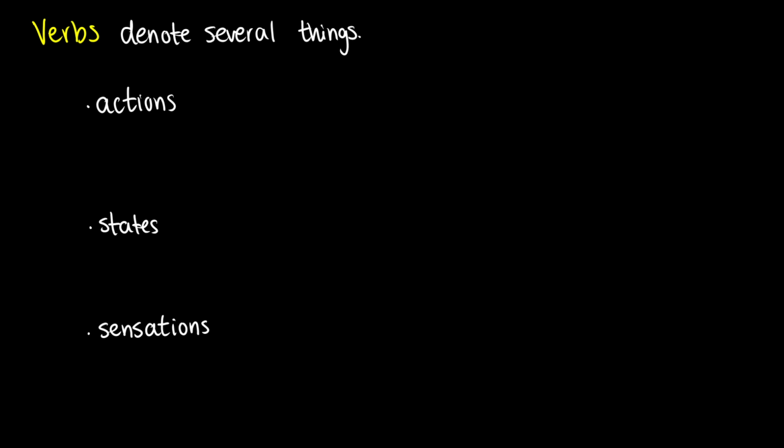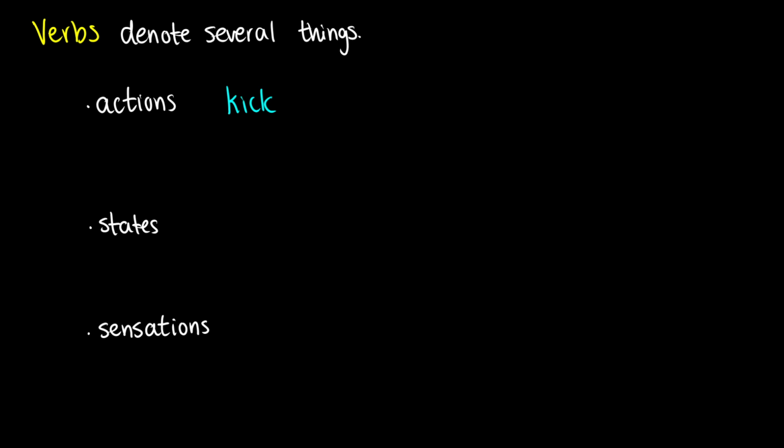Now, typically, you would be told that verbs are action words, and that is true, but they're also things like states and sensations. Let's give some examples of action verbs, and then we'll go into states and sensations. So actions are things like kick. So for example, you can kick a ball. That means to hit the ball with your foot and make it travel.